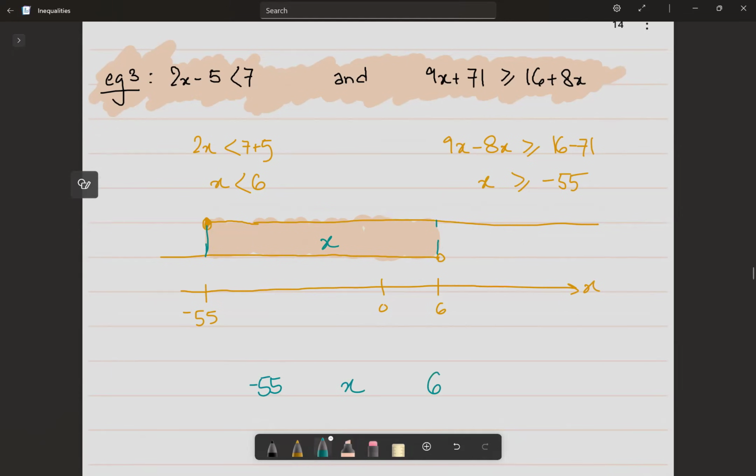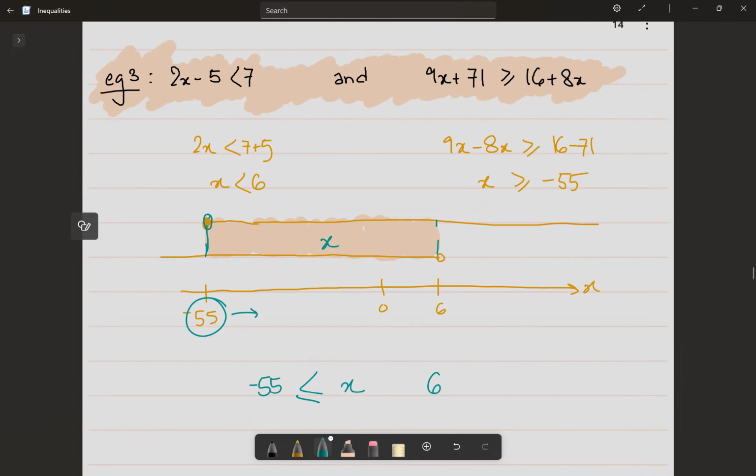Now if we take a look at the position of x, x is on the right side of minus 55. So that means that x is more than minus 55. Minus 55 is less. So we give this sign. But we see that we have a filled circle in here. So filled circle means that we will give an equal to sign also.